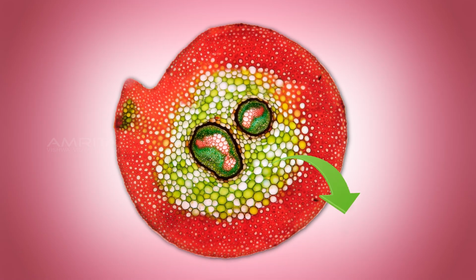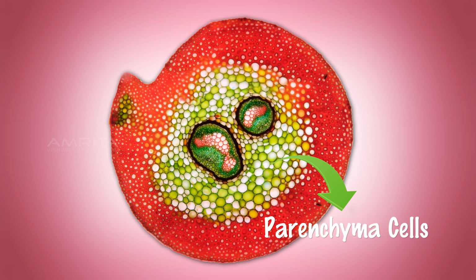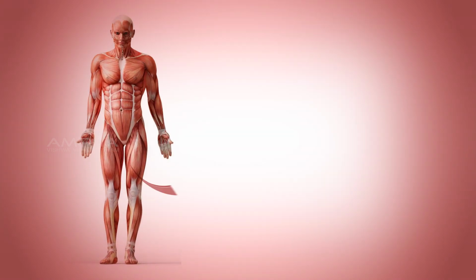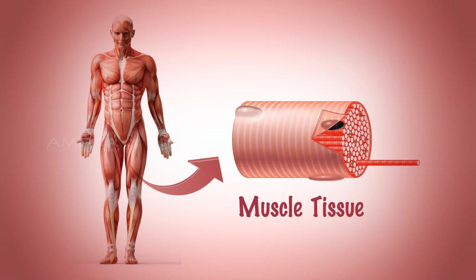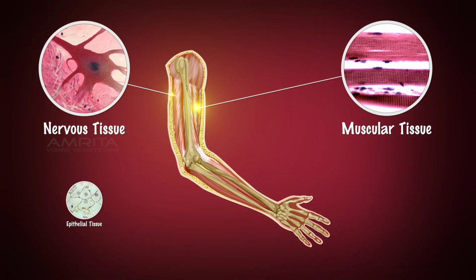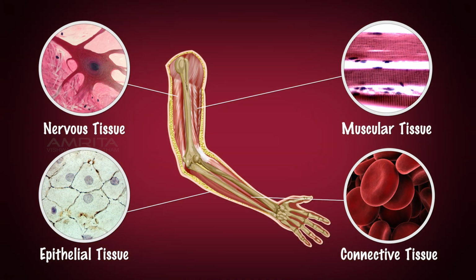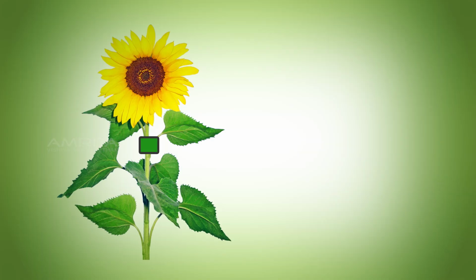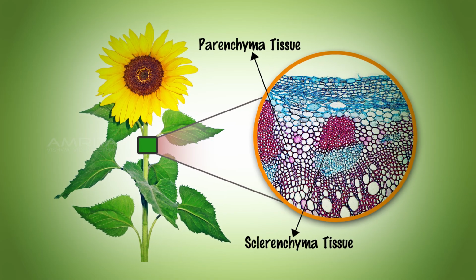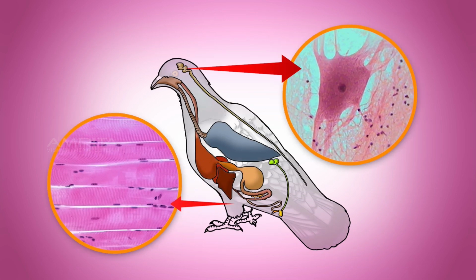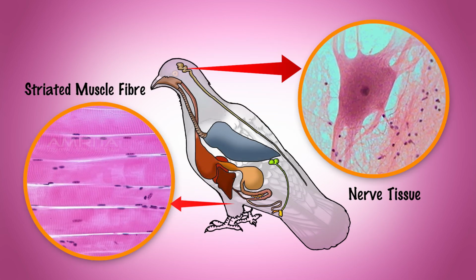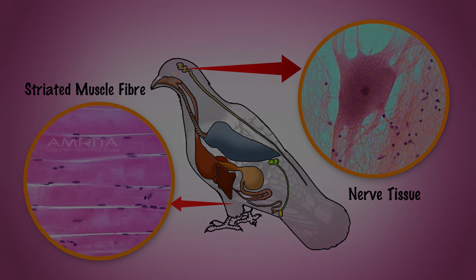For example, groups of parenchyma cells form parenchyma tissues and muscle cells form muscle tissue. Different types of tissues have distinctive architectures that are well suited for what they do. Parenchyma and sclerenchyma tissues are found in plants, whereas striated muscle fibers and nerve tissues are found in animals.